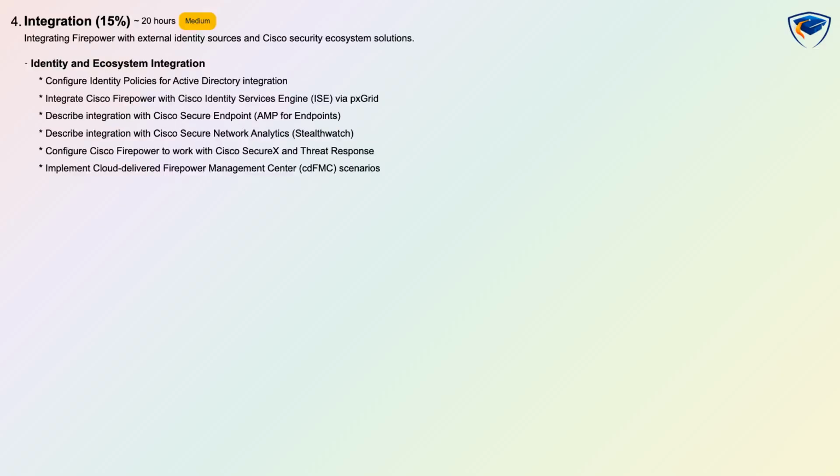You'll also learn how to implement malware and file policies for advanced malware protection, how to configure SSL/TLS decryption policies for encrypted traffic inspection, and how to set up network discovery and application visibility and control. Additionally, you'll learn how to implement URL filtering using static and category-based lookups, and how to configure NAT policies like static, dynamic, and manual NAT.